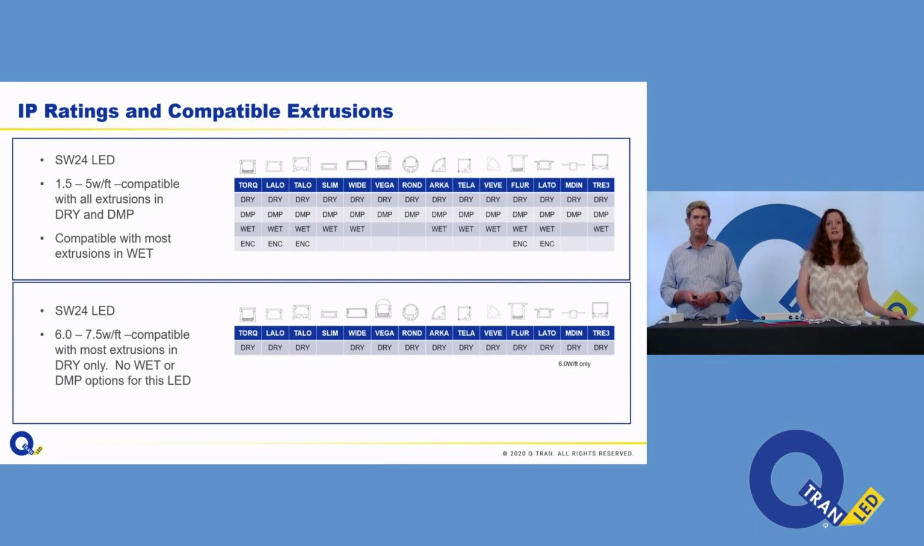Looking at the 6 and the 7.5 watts a foot, there are no wet or damp options. The 6 is the only one that can fit in the mud-in, and you can't fit that larger board, which we didn't show you, but it's also a larger PCB, in the slim.